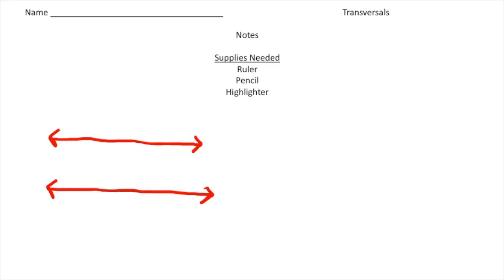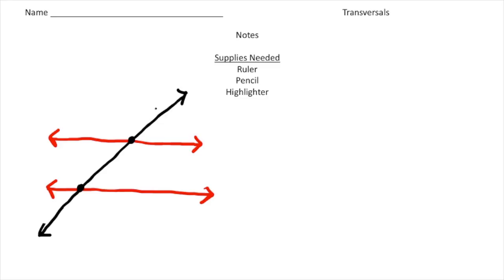Alright, now I'm going to use a different color. Feel free to do the same if you want. But a transversal will go through both lines and intersect both those lines at two distinct points. A point there, and then also a point there. Okay? So the transversal is actually this black line. That's what the transversal is.